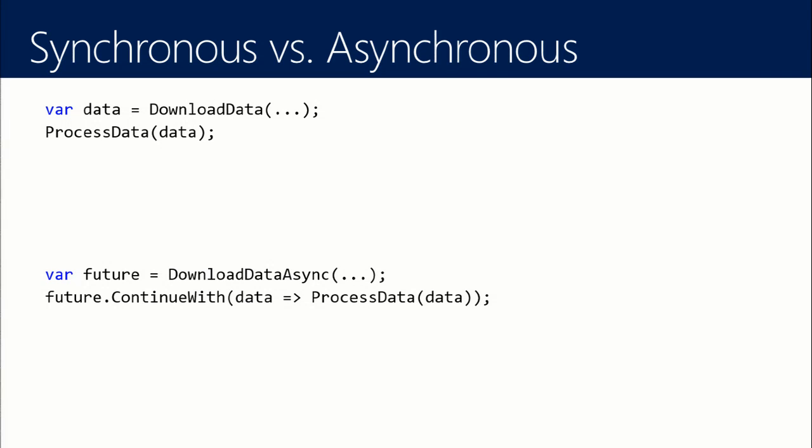So to see that difference, you look at the top. This is a synchronous call. I have a call to download data. I'm going to pass it some parameters. I'm going to get data back. And then I'm going to take that data, I'm going to process it, I hand it off to another method.